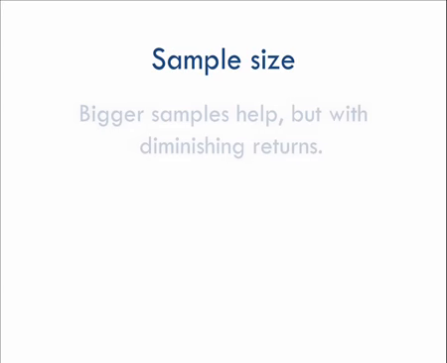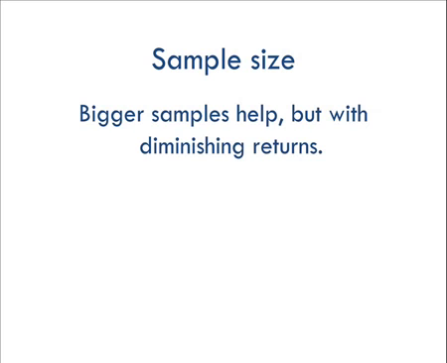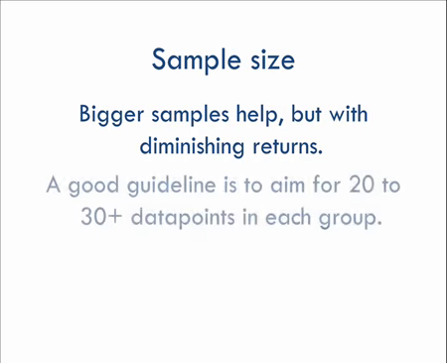Bigger samples are helpful, but the benefit diminishes as the sample size increases. A good guideline is to try and have at least 20 to 30 data points in each group. If your sample is too small, you may not have the statistical power to detect differences that really are there.